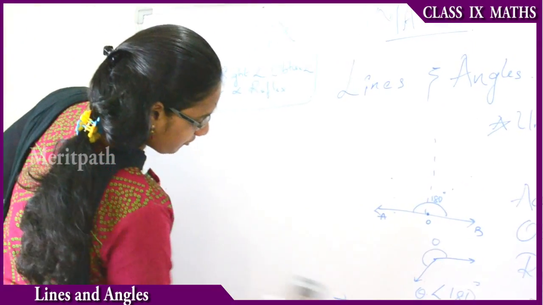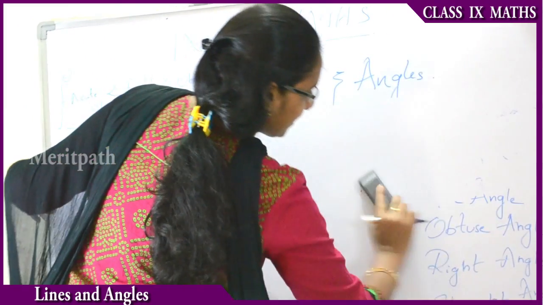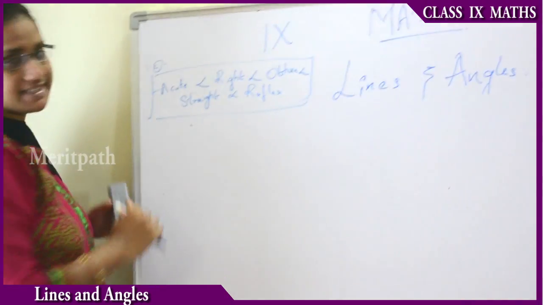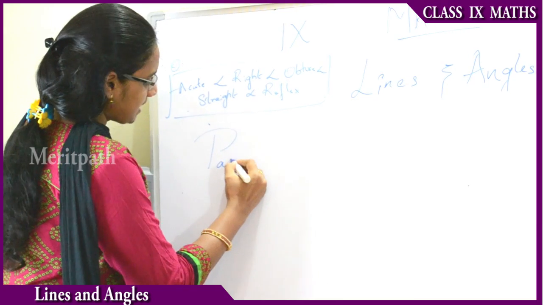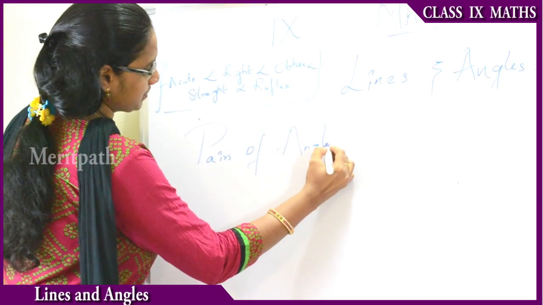Now let us see the pairs of angles. We have four types of pairs of angles: complementary angles, supplementary angles, adjacent angles, and vertically opposite angles. Pairs of angles: a pair itself denotes two.